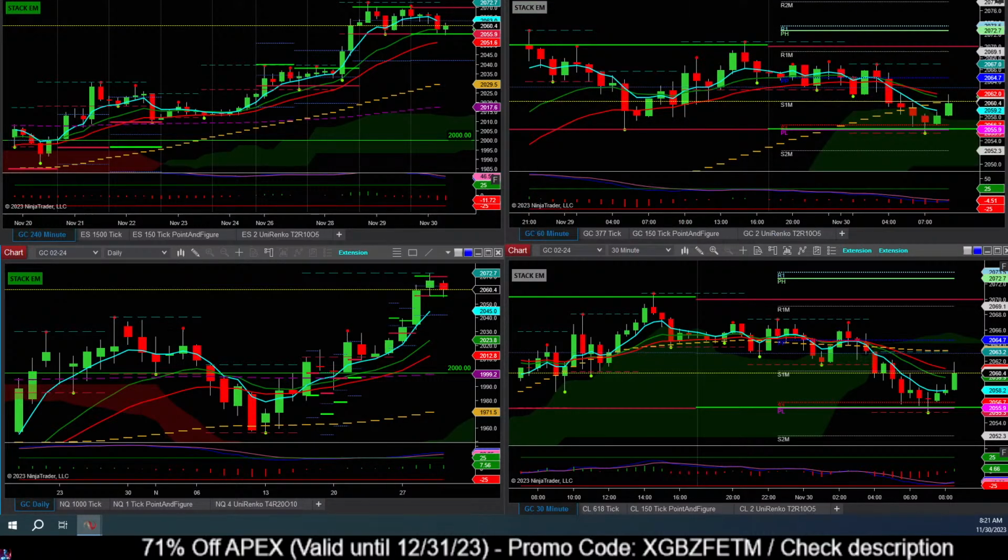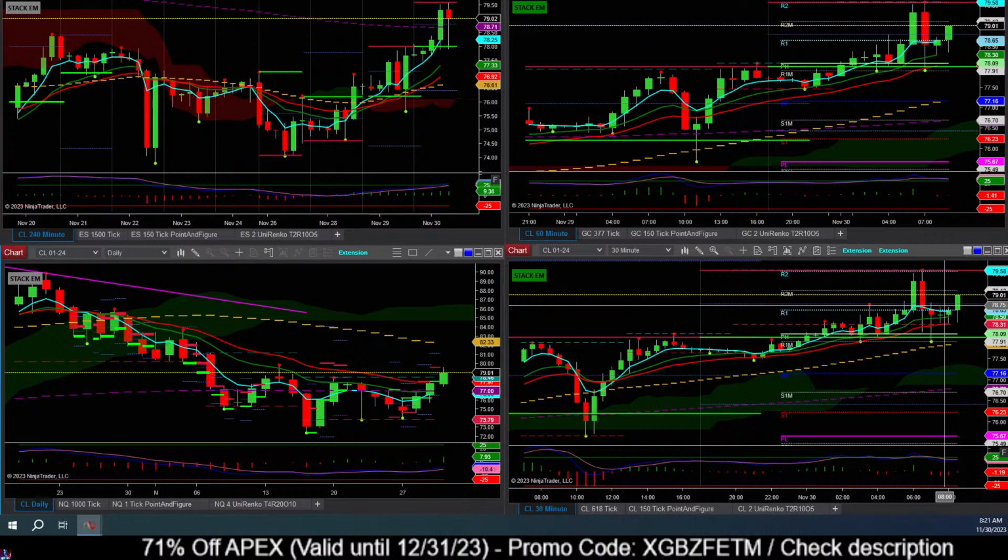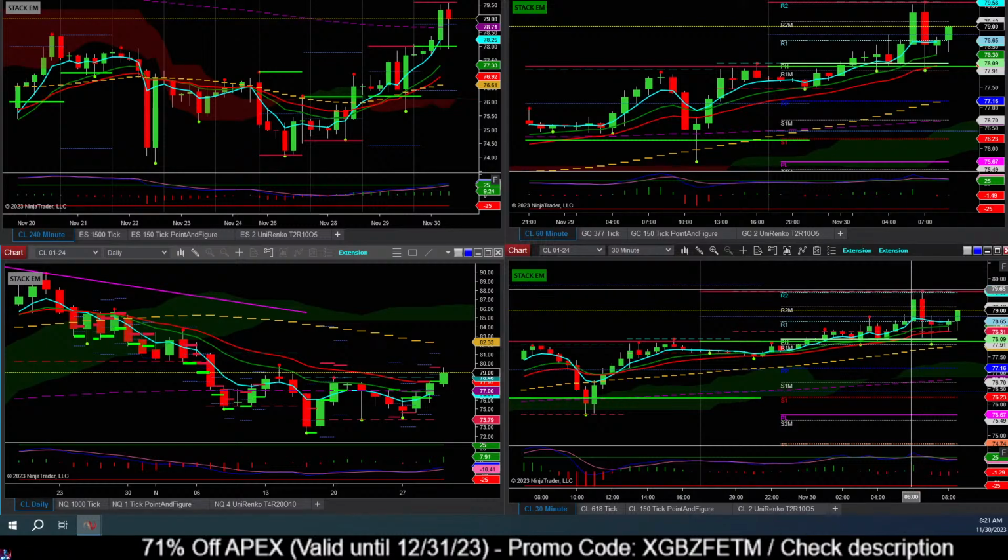Okay, let's go back and review crude oil. And then crude is moving up, forming in the 30 minutes. Just notice that 30 minutes potential bull flag. It's a bull flag, and it triggered right here in the 30 minutes. So it's moving up towards the resistance here.